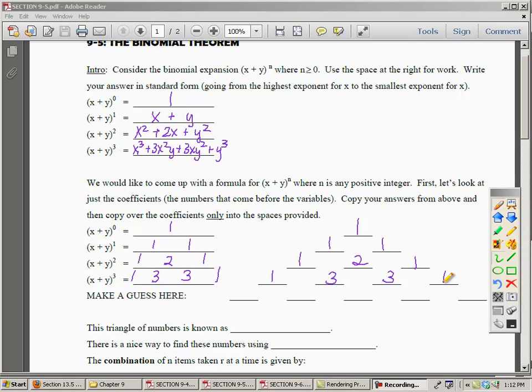Well, let's talk about how to get it. To get the 2 here, we add the 1 and the 1 to get 2. To get the 3, we added 1 and 2. So we always start with a 1 and end with a 1. To get the numbers in the middle, we add up the numbers above it. So this is a 4. 3 plus 3 makes a 6. 3 plus 1 makes a 4. And we know that this is called Pascal's triangle.